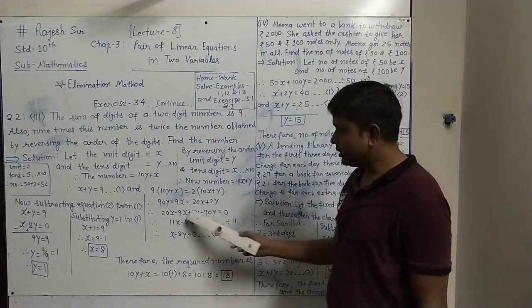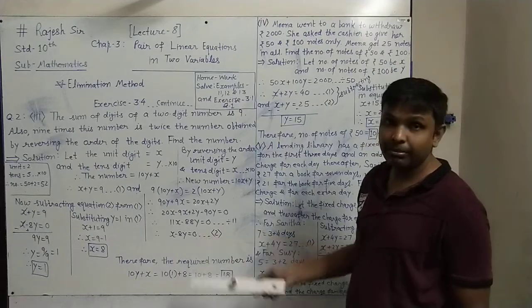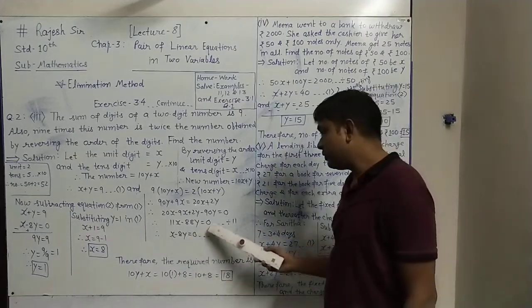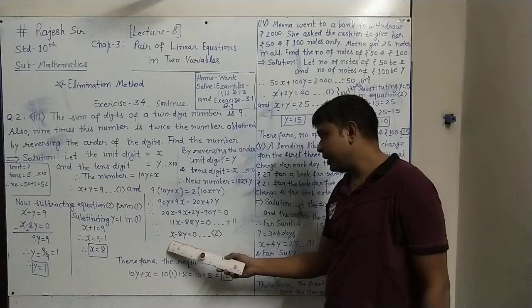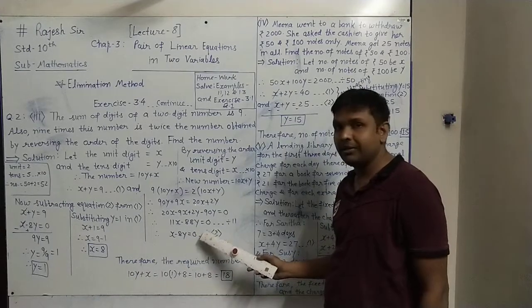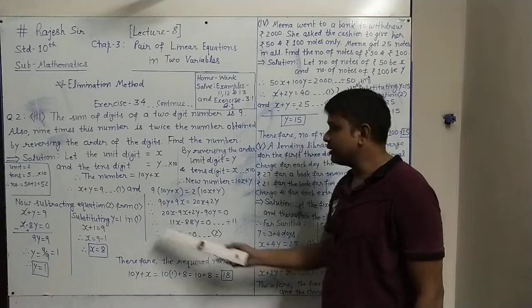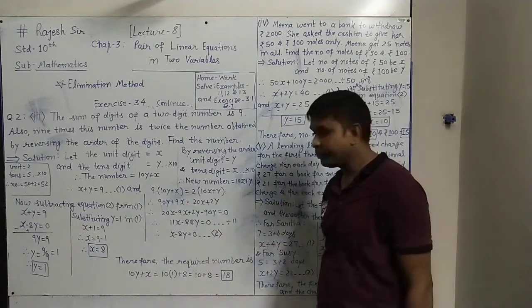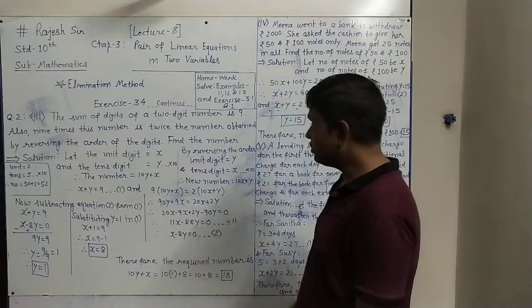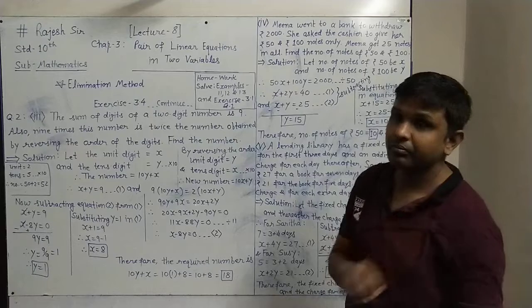So the whole equation is divisible by 11, so we will divide by 11 to make it simple. So it will be x minus 8y equals to 0, since 0 divided by 11 is 0 only. So this was equation number 2 we have, and equation 1 is here. Using 1 and 2 by the elimination method, we want to get the value of x and y.